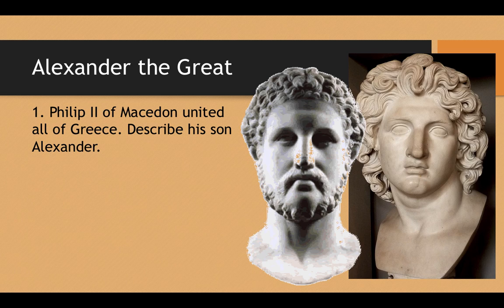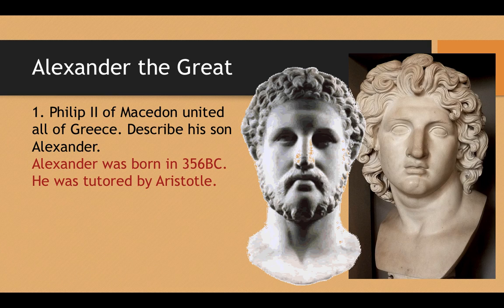So Philip II of Macedon was the one who united all of Greece, and he had a son named Alexander. Alexander was born in 356 BC, and he was tutored by Aristotle.